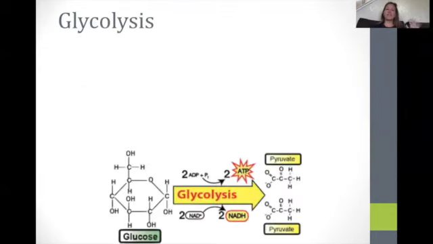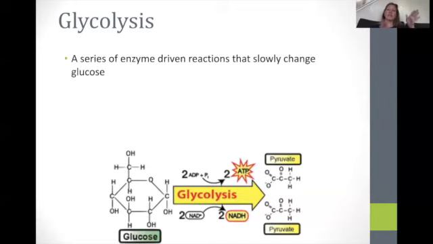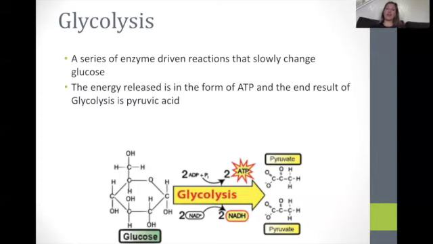So glycolysis, the first step: big glucose molecule goes in, and through a series of enzyme-driven reactions, like a chain link reaction, we take the big glucose and we break it up into two smaller pieces called pyruvic acid. As we're breaking it apart, we are generating energy because we're breaking bonds, right? And when we break the bonds, we release energy.